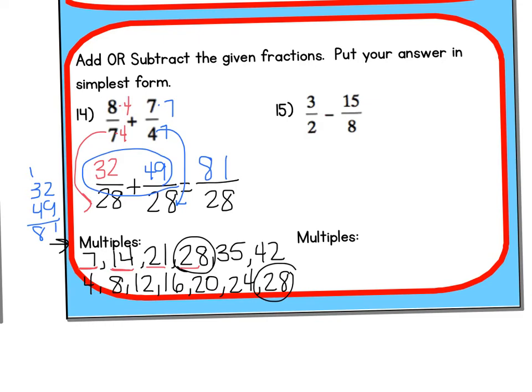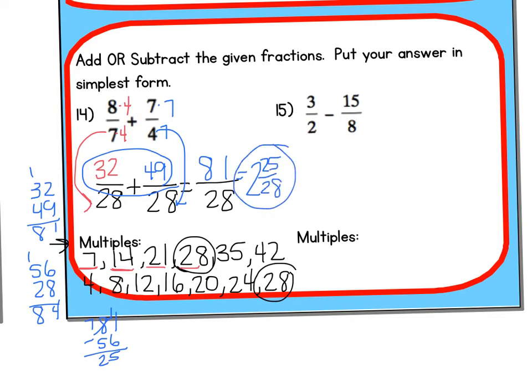Since the top is bigger than the bottom, I have to ask myself how many times does 28 fit into 81? Well, I know 28 times 2 is going to give me 56. So I'm going to just see if I can add in one more 28 to get to 81, and I can't. It only takes me to 84, which is too much, which means 28 fits in there 2 times. And I'm going to do 81 minus 56 to figure out how much I have left over. That leaves me with 25 over, leave my denominator the same, 28. Final answer.